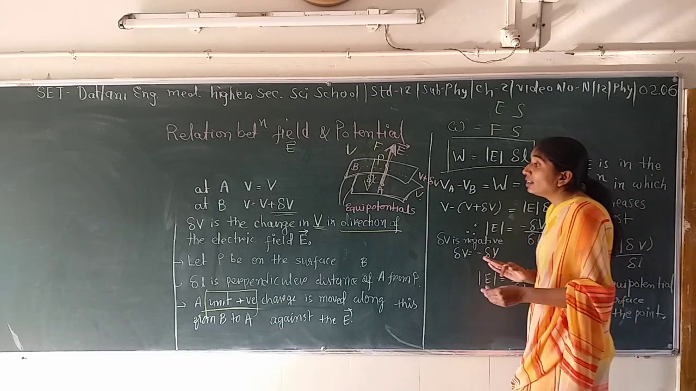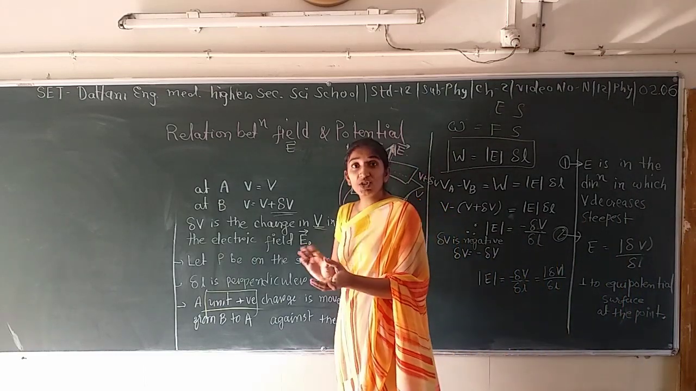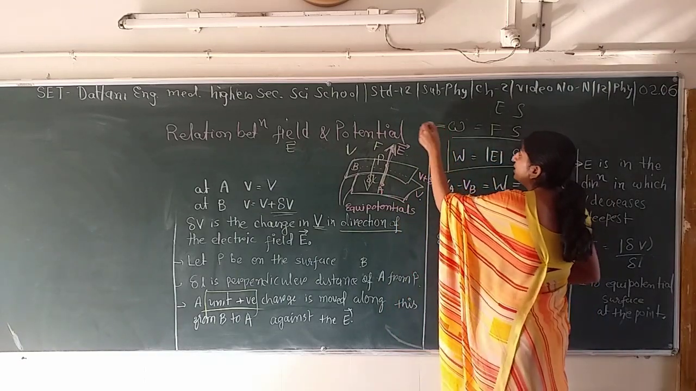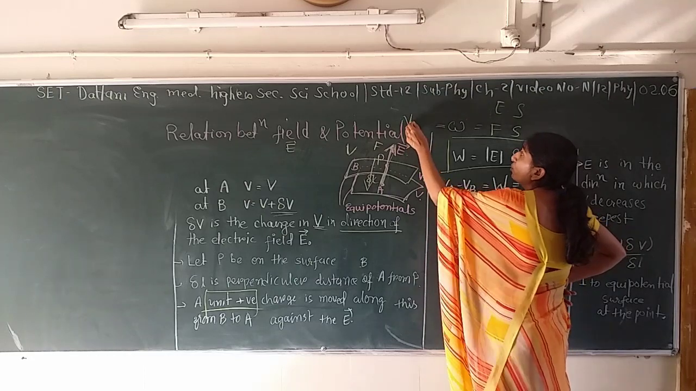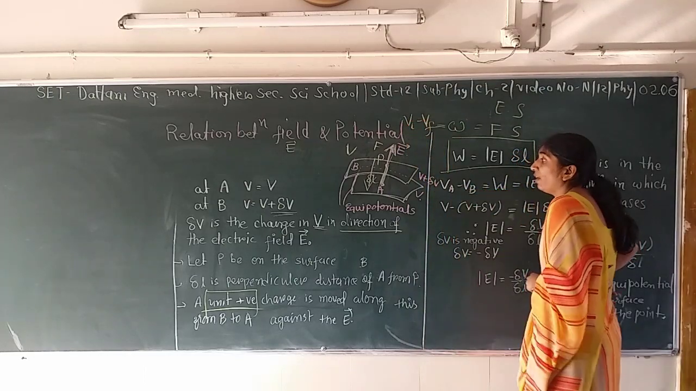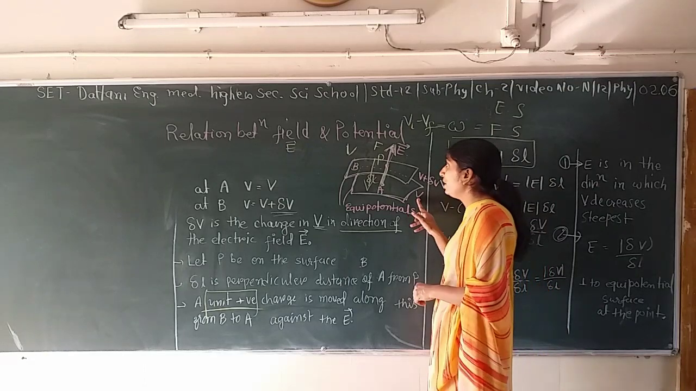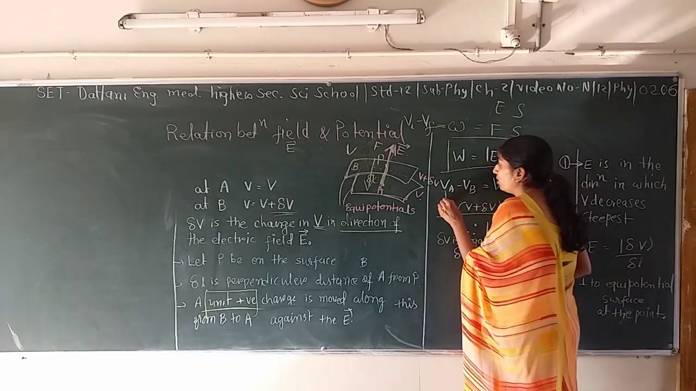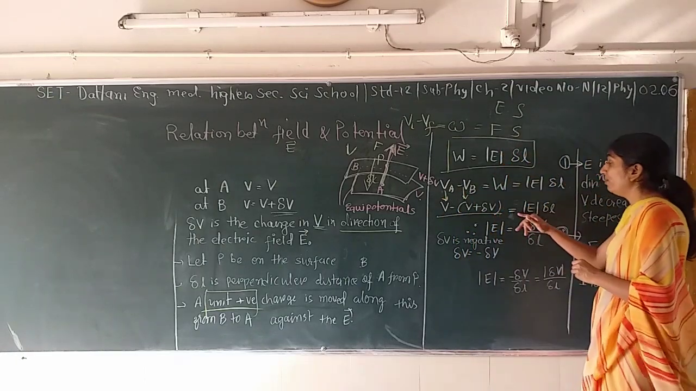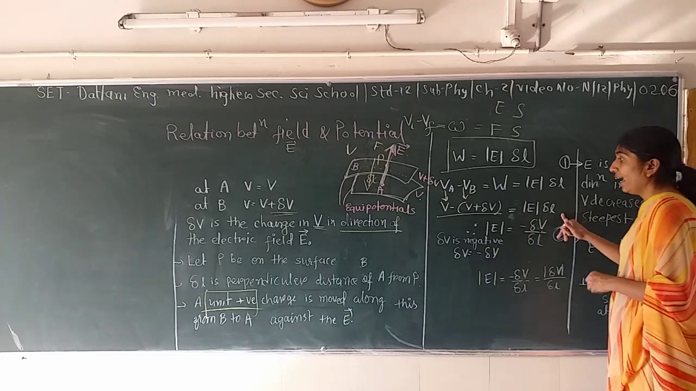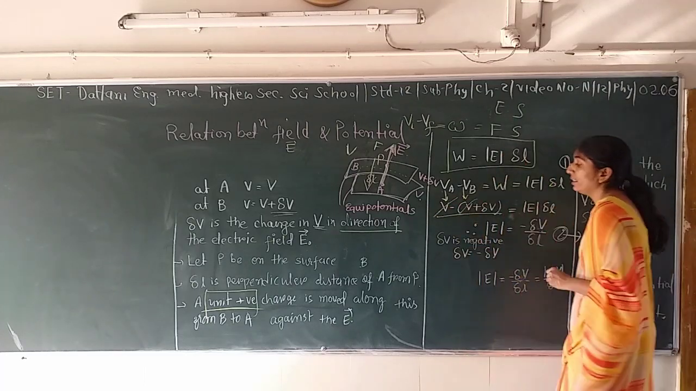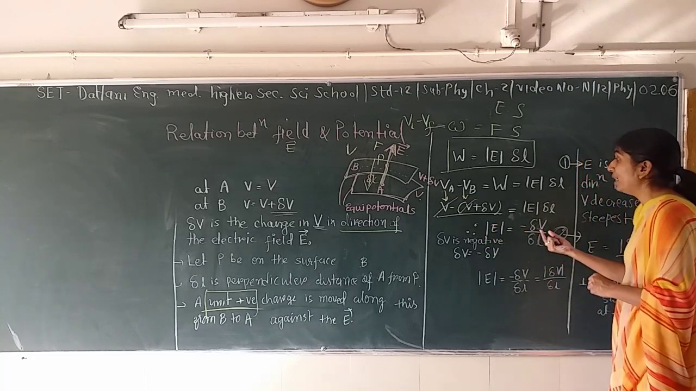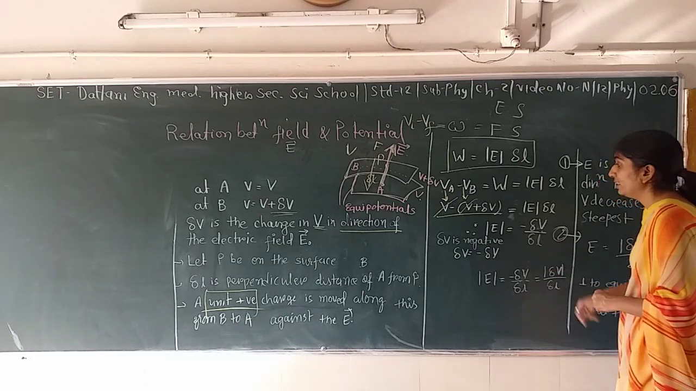Again, work done is also a change in potential. Try to recall this: work done is equal to V initial minus V final. Initially the potential was V, finally the potential was V plus delta V. So we substitute the value of VA minus VB and get work done equal to E delta L. These cancel each other, therefore the magnitude of E is equal to negative delta V upon delta L.